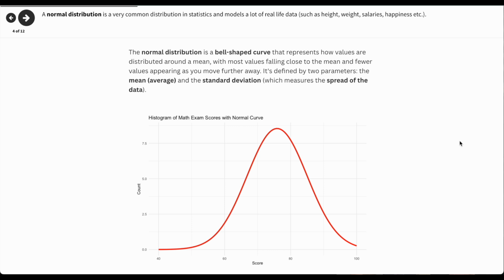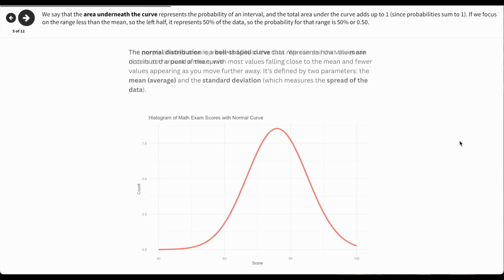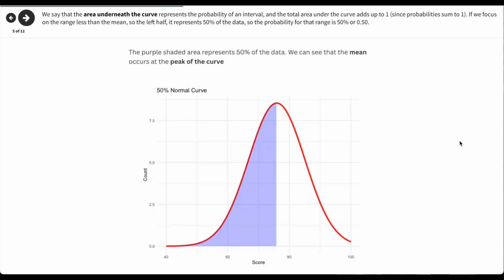And it's only defined by 2 parameters, the mean, which is our average, and the standard deviation, which measures the spread of our data. And we say that the area underneath the curve represents the probability of an interval. And since probability always sums up to 1, we say the total area under the curve adds up to 1.